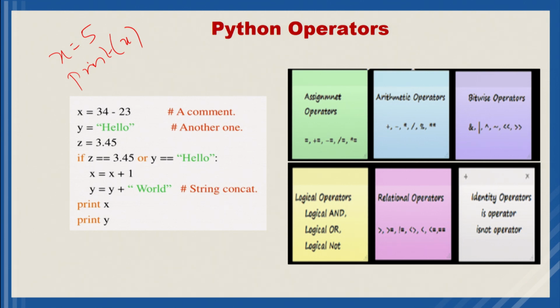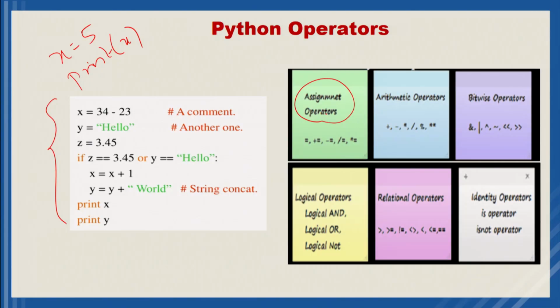Now, here is a list of other code that we can understand in the Python language. x is equal to 34 minus 23, here minus is one of the various operators used inside the Python programming language. So, as usual in any programming language, here also we have assignment operators, arithmetic operators, bitwise operators, logical operators, relational operators and identity operators. If you see the first one, arithmetic operators, plus, minus, multiplication, division, modulus, these are the various arithmetic operators we have.